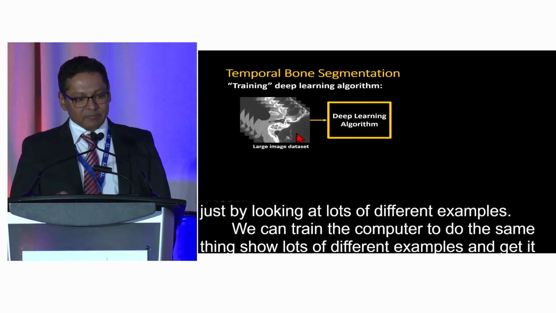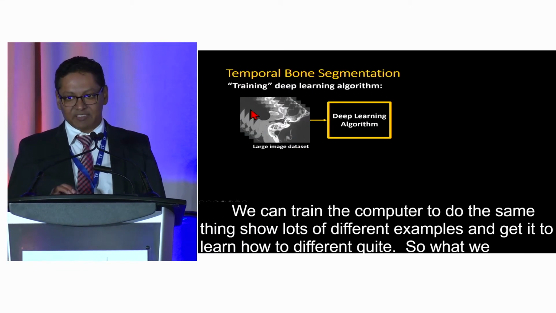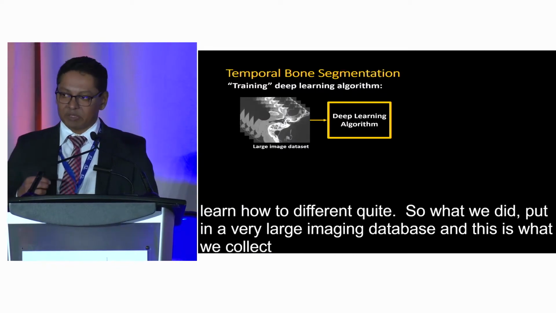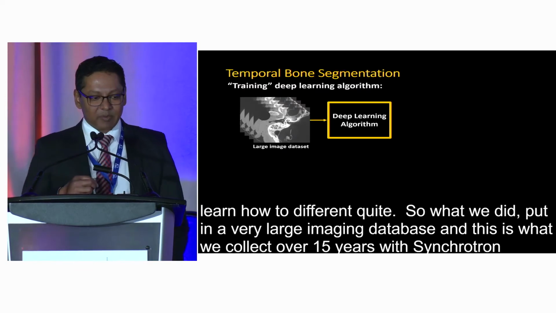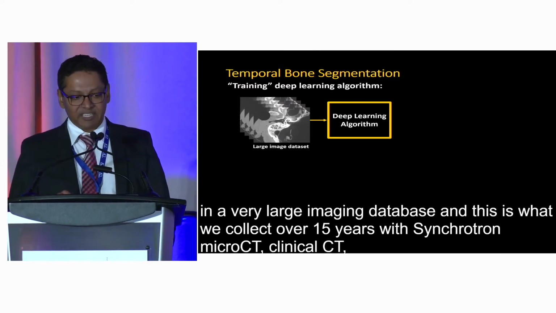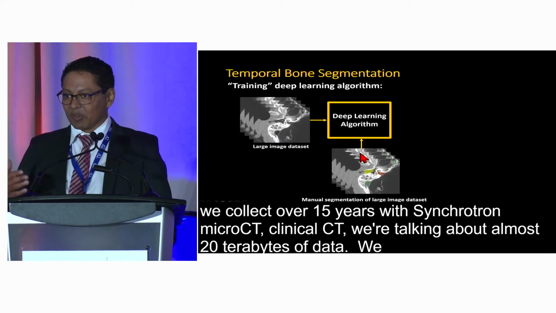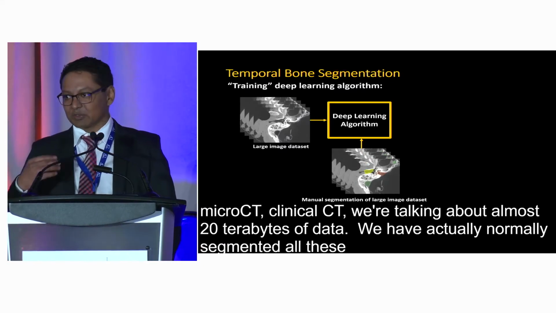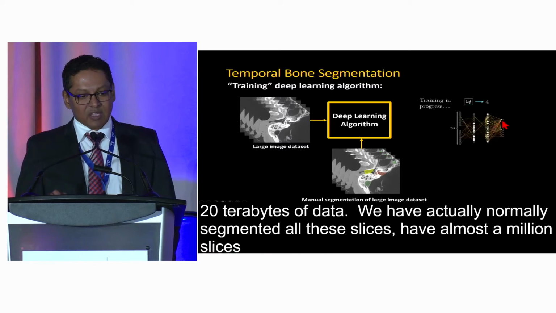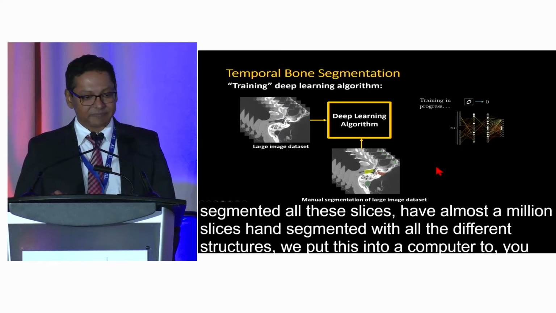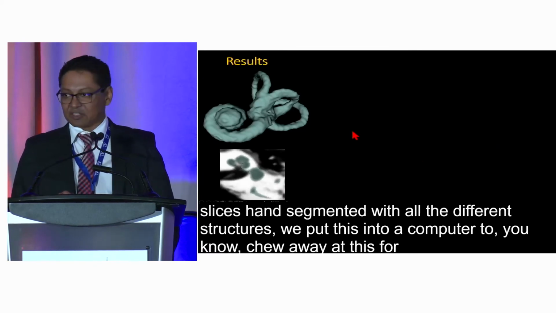So what we did, put in a very large imaging database, and this is what we've collected over 15 years with synchrotron, micro-CT, cone beam CT, clinical CT, and we're talking about almost 20 terabytes of data. We've actually manually segmented all these slices. We have almost 1 million slices hand segmented with all the different structures. We put this into a computer to chew away at this for several months. And then this is what we get.